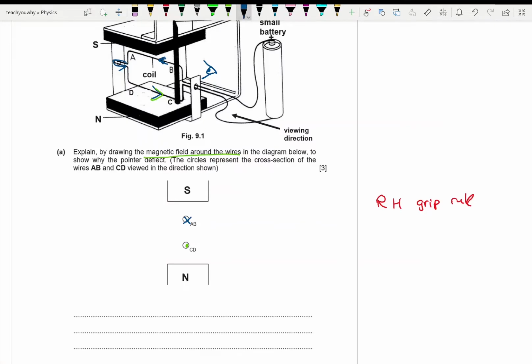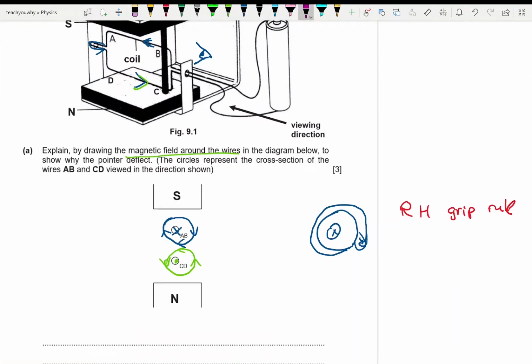Using the right hand grip rule, you point your thumb inwards. Your fingers will wrap around like this. Okay, like how your hand grips, you will grip like this. Okay, this is your finger direction, so this is the arrow. So based on the right hand grip rule, it will be this way. And then in this case, the green ones pointing upwards will be this way. Okay, and then here, and then here. And there's another third magnetic field, north to south.